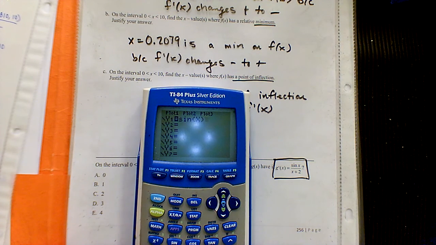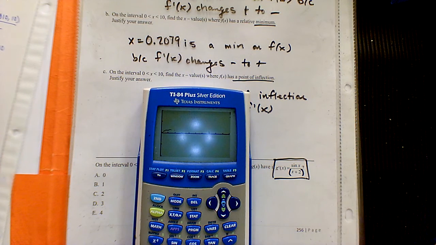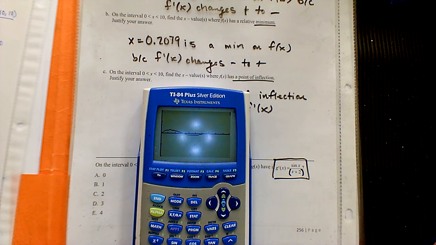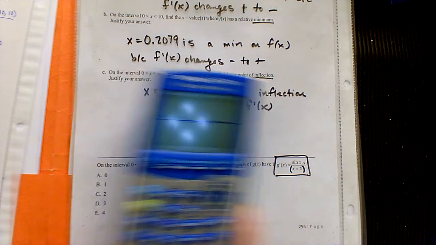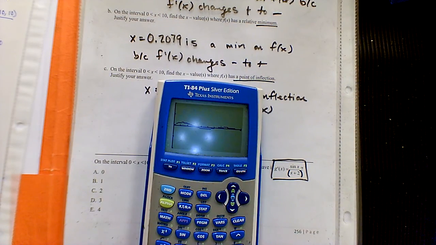So let's type in sine of x, and then we'll divide. Make sure you put x plus 2 in parentheses because you're dividing both of those terms. We already know our window is set from 0 to 10, so we'll just go ahead and hit graph. So if this is the graph of a derivative, where should we be looking to find a minimum? Yeah? Negative to positive x-intercepts.